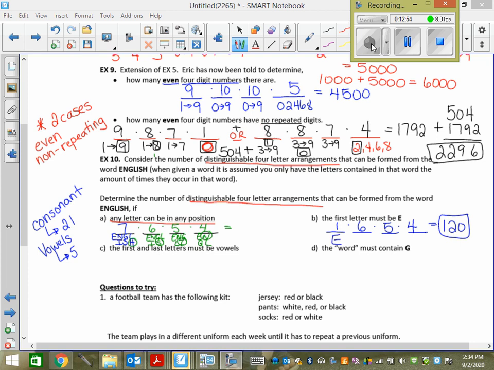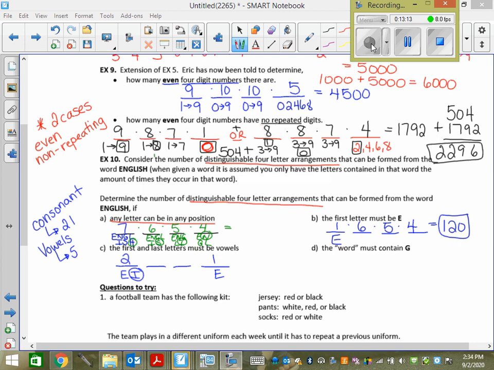So the first and, I know it doesn't say anything about consonants in here, but I know that's one that people forget about. So the first and last letters must be vowels. So we only have 2 vowels, they're E and I. So for this blank I would have 2, and then I would hold one of them there. So the back I would have 1.